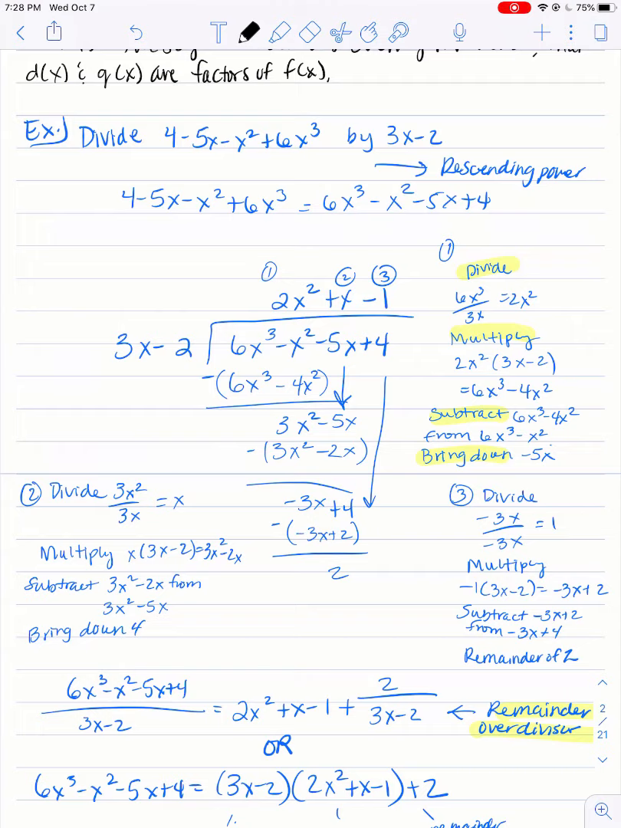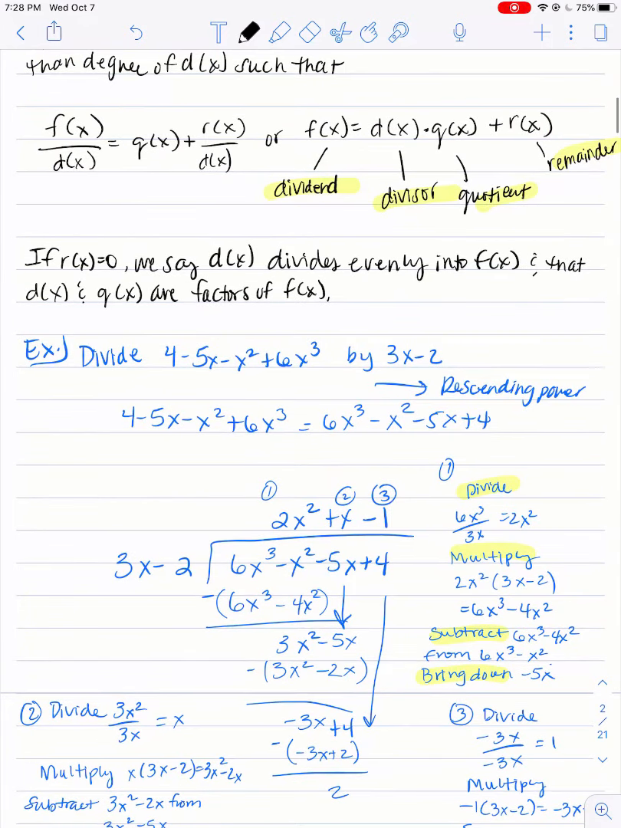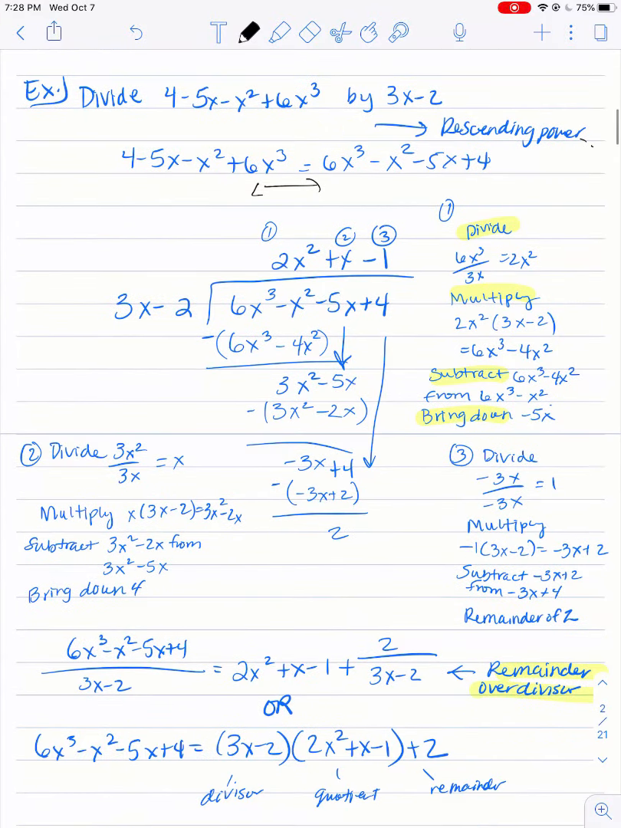So we're going to go ahead and divide 4 minus 5x minus x squared plus 6x cubed by 3x minus 2. So the first step is that we're going to take our dividend and then we're going to do it in descending power. So I just basically rewrote it so it could be in descending power. And then now I could divide it by 3x minus 2. I tried to break down each of the steps, but I'll go through it here with you too.